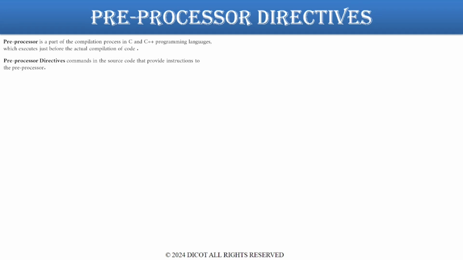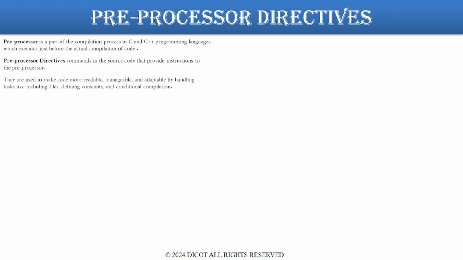The preprocessor directives are commands in the source code that provide instructions to the preprocessor. They are used to make code more readable, manageable, and adaptable by handling tasks like including files, defining constants, and conditional compilation. Why are preprocessor directives needed? Let's see one by one.